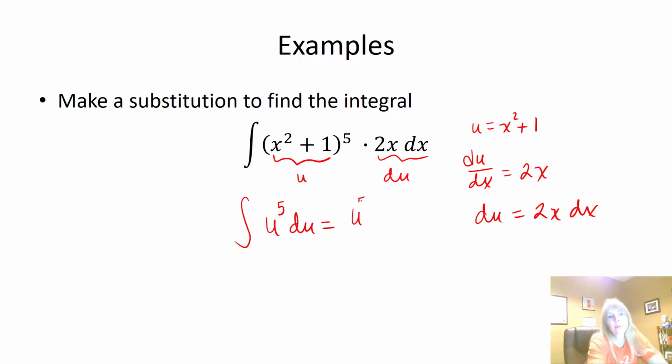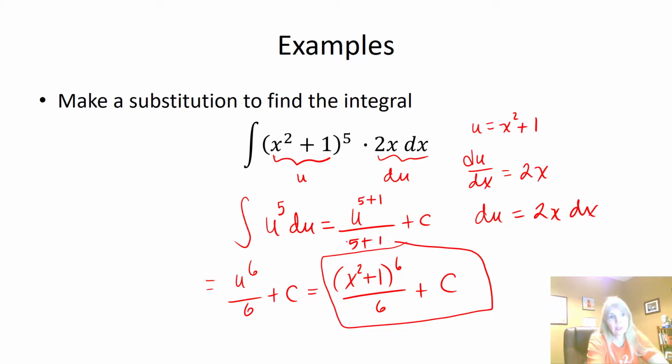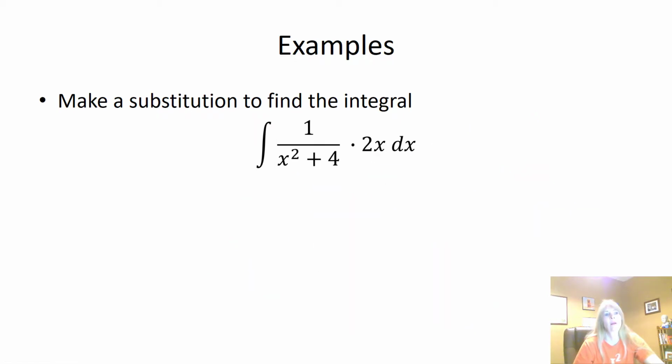I take the antiderivative, where you add 1 to the exponent, so I get u to the 6 over 6, and then finally, don't forget to substitute back in my u, and I get my final answer. Once again, if you took the derivative of this, you get that back. All right, so let's look at another one.